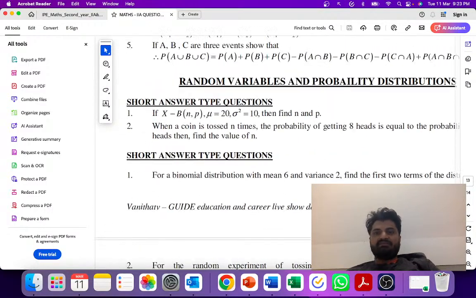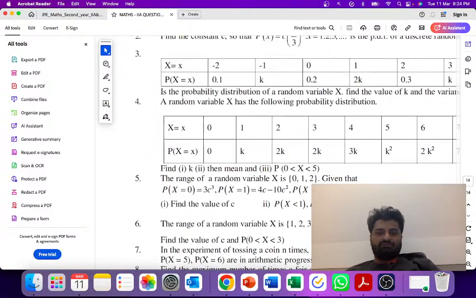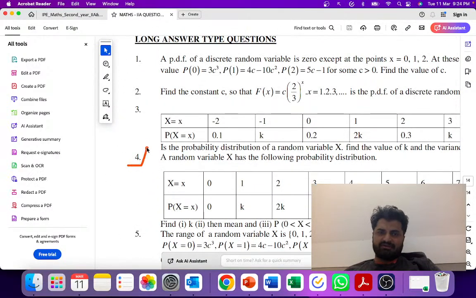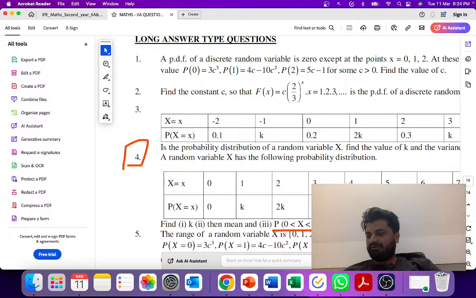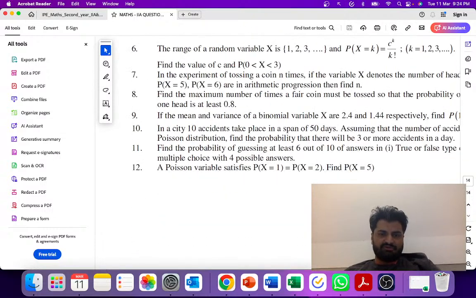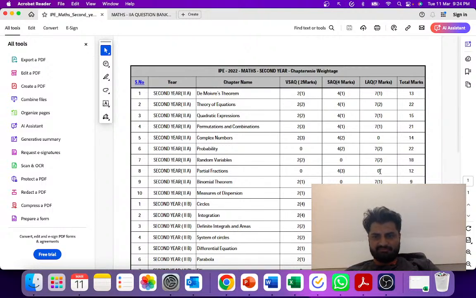Then random variables and probability distribution. So you have to solve this type of question. In such questions, how to find the k value, how to find the mean, how to find the probability, how do we do it, those kinds of models you need to practice. If you do this, you will be good in probability and random variables.